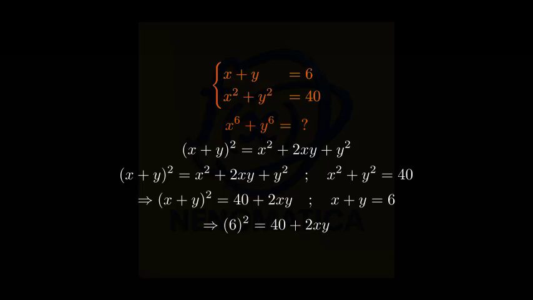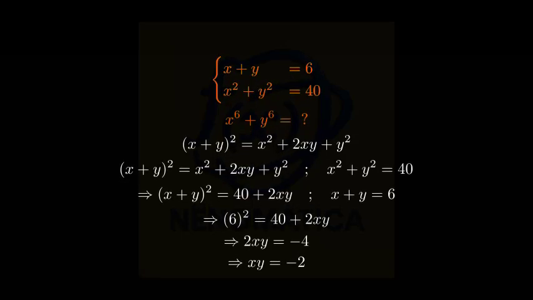Let's solve for 2xy. 36 equals 40 plus 2xy. Subtracting 40 from both sides, we get 2xy equals negative 4. Dividing both sides by 2, we get xy equals negative 2. Now, we'll use another algebraic identity to calculate x cubed plus y cubed.